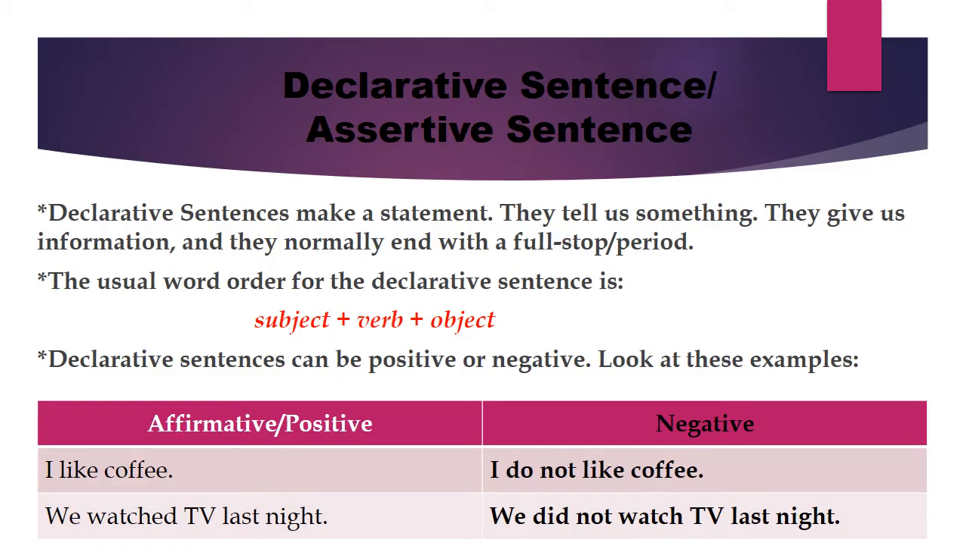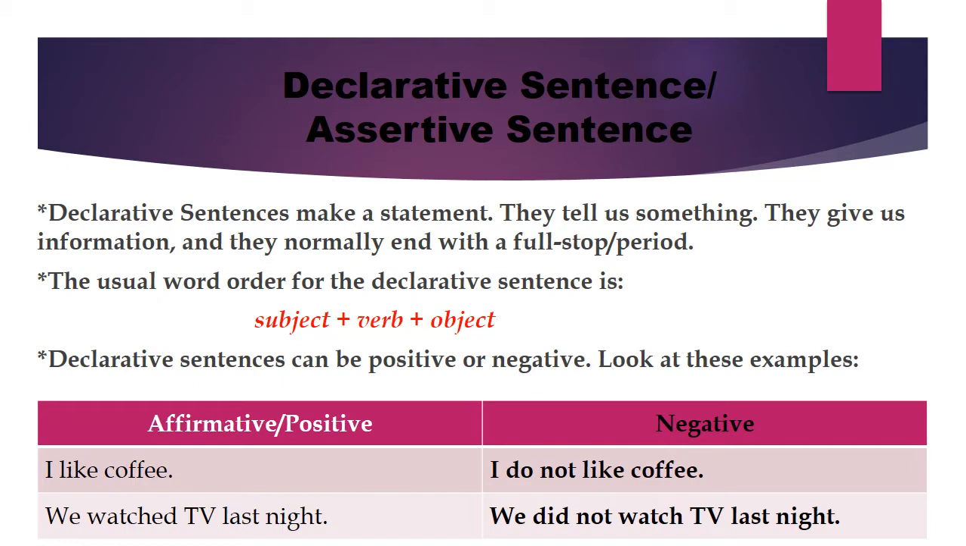What is meant by declarative sentence or assertive sentence or statement type sentence? Yes, from the name itself, it is very clear. It gives some declarations or assertions or statements. So, declarative sentences make a statement. They tell us something. They give us information and they normally end with a full stop. So, declarative sentences tell us something, or it can be some normal statements.